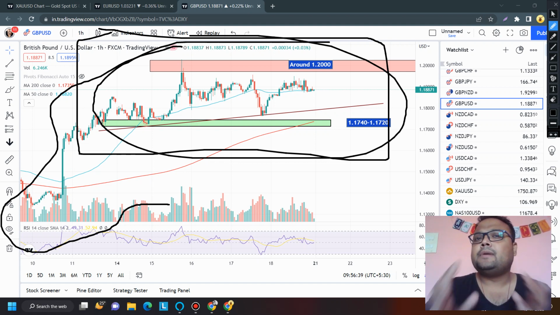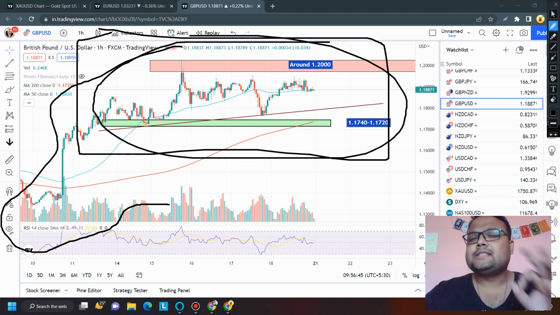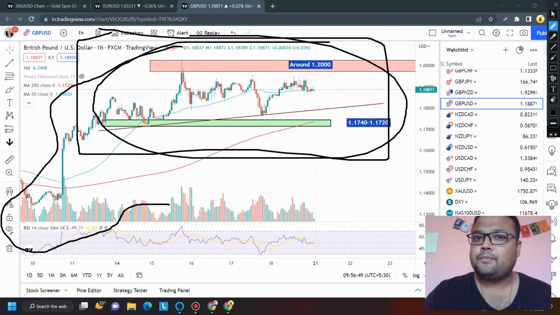Sideways market means the number of buyers and sellers are almost equal. Nobody is dominating the market right now. So as a result, in a sideways market, the safest trading strategy is to buy at support and sell at resistance. Simple. If you're planning to take any position here, then let me be very clear, it can be very risky.